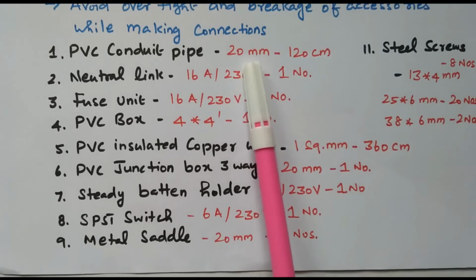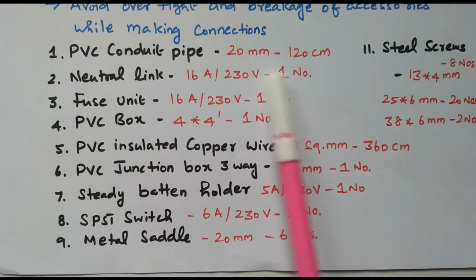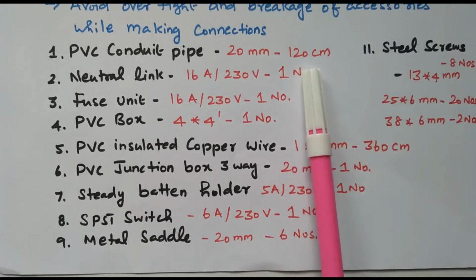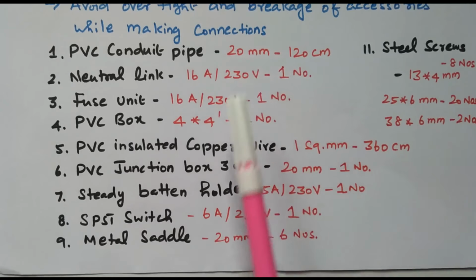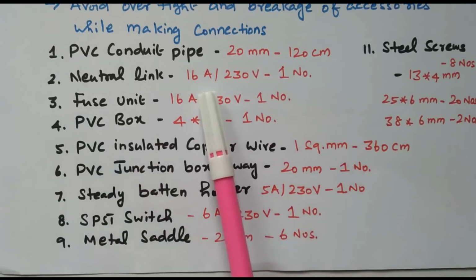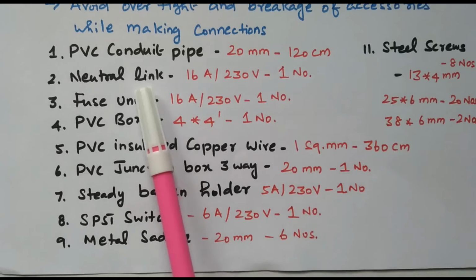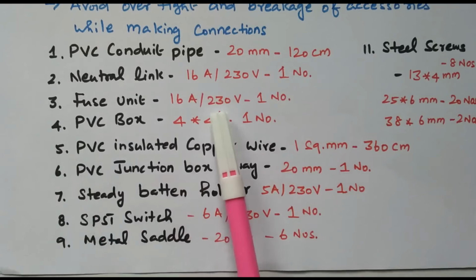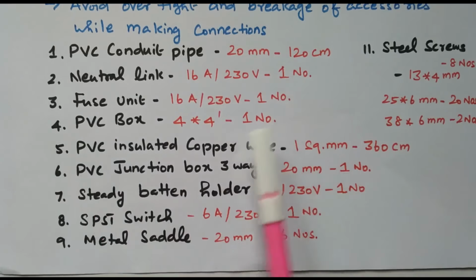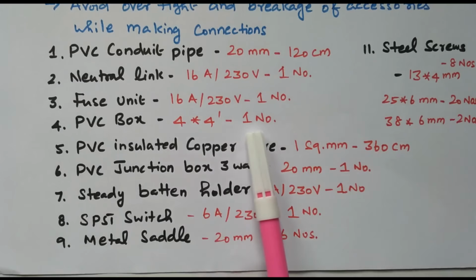Is 20 mm diameter enough? Because we are running only one set of wire and controlling only two lamps, 120 centimeters of 20 mm diameter pipe is required. The neutral link is 60 ampere 230 volt, one number, in order to connect the neutral. The fuse unit is 60 ampere 230 volt, one number. PVC box 4 into 4, one number.